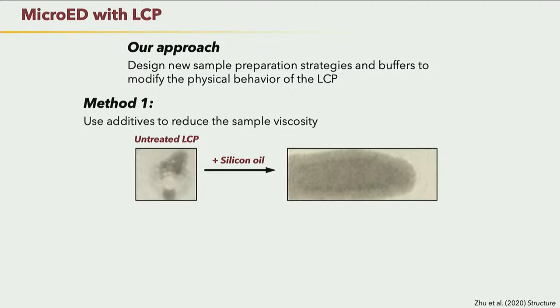So the first method we did was try to use different additives to cut the viscosity. So here's an example. This is a filter paper. This is a little blob of LCP. It's hard to tell, but that's a little blob of LCP on the filter paper. It's just sitting on top. It doesn't do anything. However, if you mix it with something like silicon oil, we wouldn't use this for proteins, but this is just a demonstration, it'll cut the viscosity and then it'll blot away.